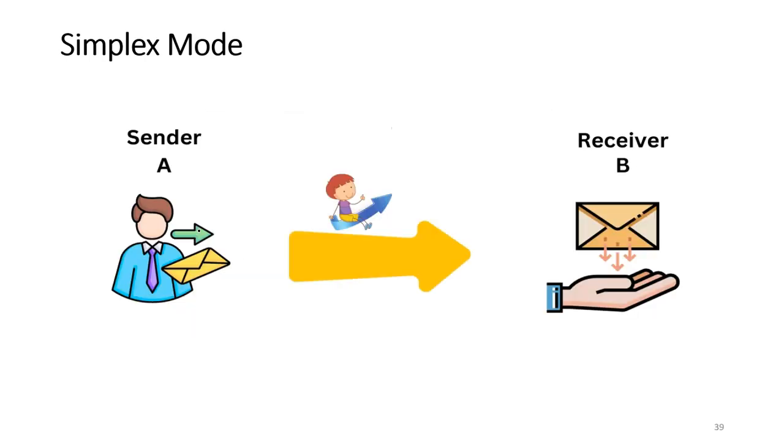Here in this diagram, we can see sender A wants to send data to receiver B. In this type of communication, the flow of data is unidirectional, that is from A to B, not from B to A. Means A can send data to B only. B cannot send any data to A, not even an acknowledgement. Means there is no acknowledgement, no response from B to A. This type of communication is purely unidirectional.